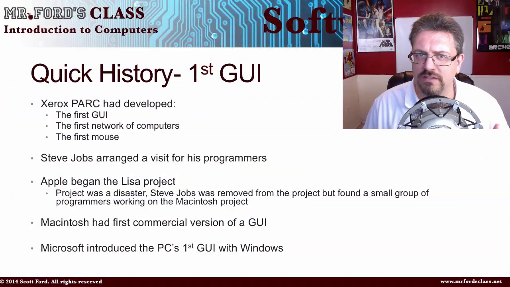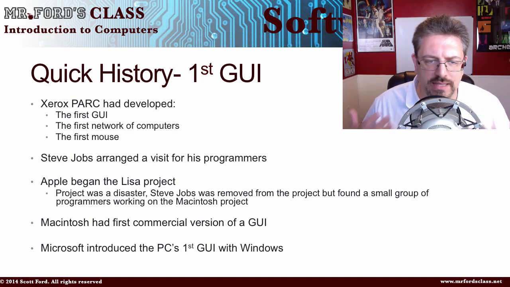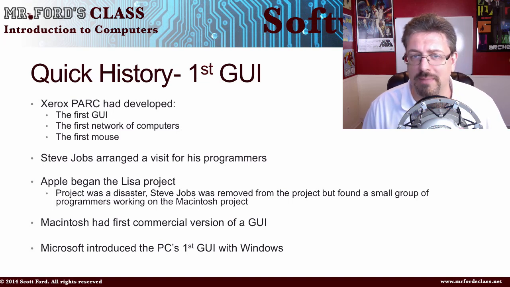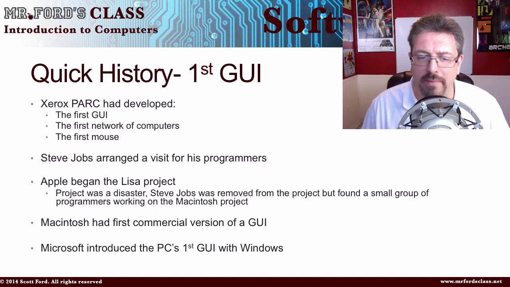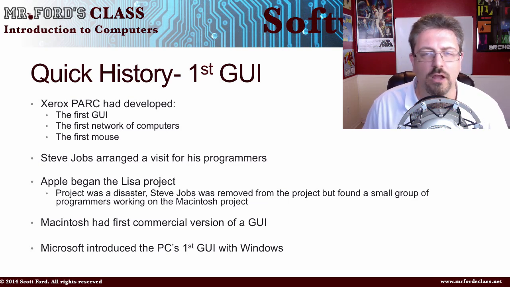So Lisa was a disaster, and they wound up removing Steve Jobs from the project. And so again, as the story goes, Steve Jobs was walking around the Apple company, and he found this very small group of computer programmers who were working on the Macintosh project. Why was it the Macintosh project? Because it was everyone's favorite apple. And he took that over, and they launched the very first commercial version of the graphic user interface with the Mac. Later on, Microsoft introduced the PC version of the graphic user interface with their release of Windows.